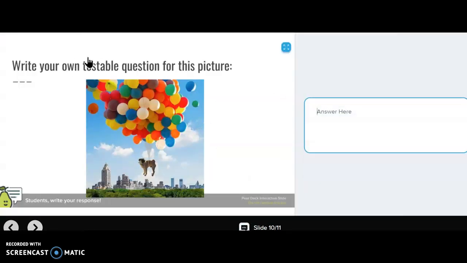Writing your own testable question for this picture, hopefully you did well. I can write a testable question saying maybe how high can a dog be lifted using 50 helium-filled balloons.